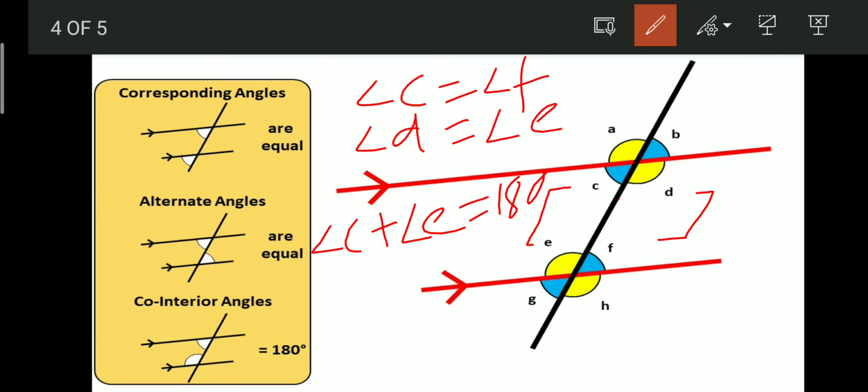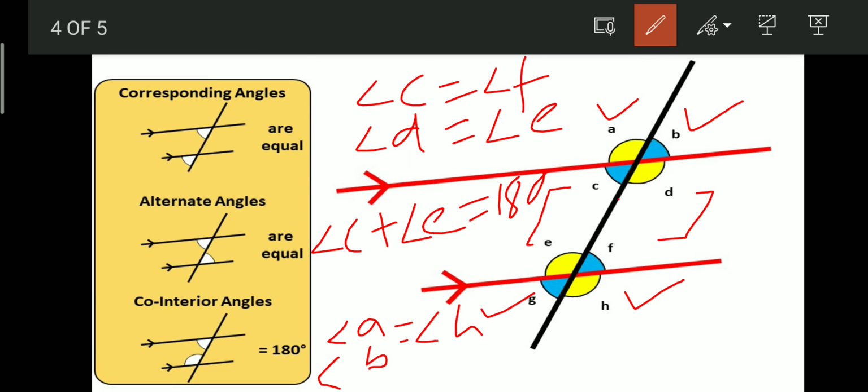Okay, so the last one is alternate exterior angles. Now if we talk about alternate exterior angles, here we can see angle A and angle H are alternate exterior angles, angle B and angle G are alternate exterior angles, and by the property of parallel lines, alternate exterior angles are also equal to each other. So we can say angle A is equal to angle H and angle B is equal to angle G.